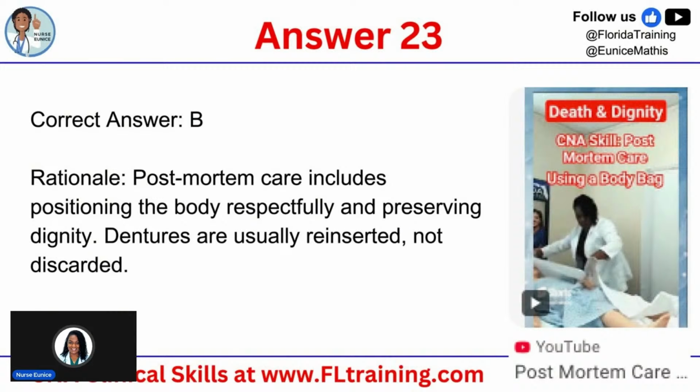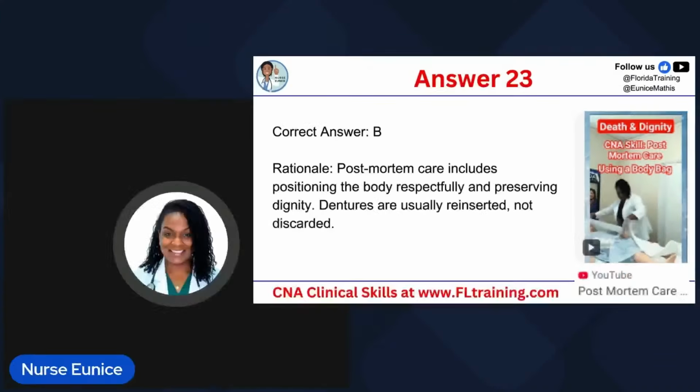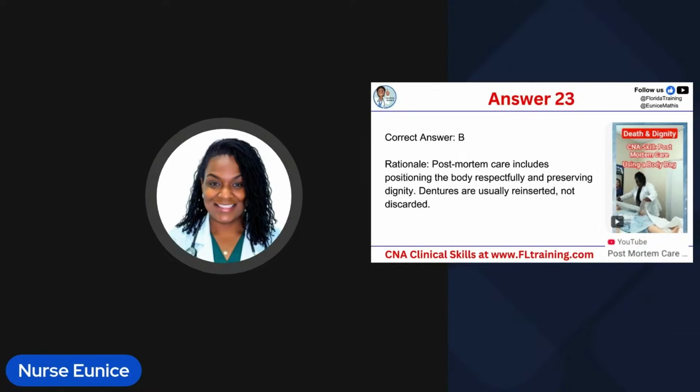Postmortem care includes positioning the body respectfully and preserving dignity. Dentures are usually reinserted, so we need to put those dentures back in their mouth before rigor mortis sets in. If you don't know, the reason we take the dentures out of the mouth during the code is that if the patient needs to be intubated and the dentures are in their mouth, we can actually break off one of those and they end up in the patient's airway.